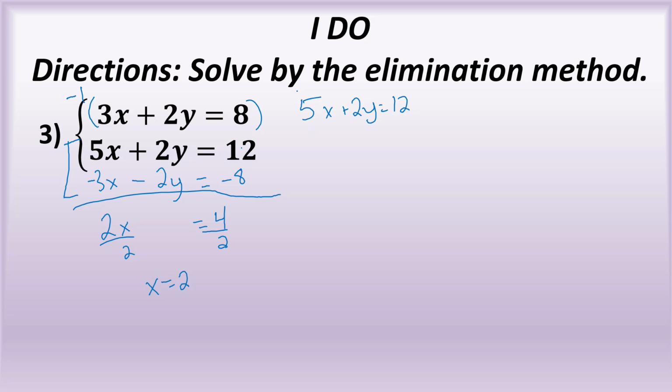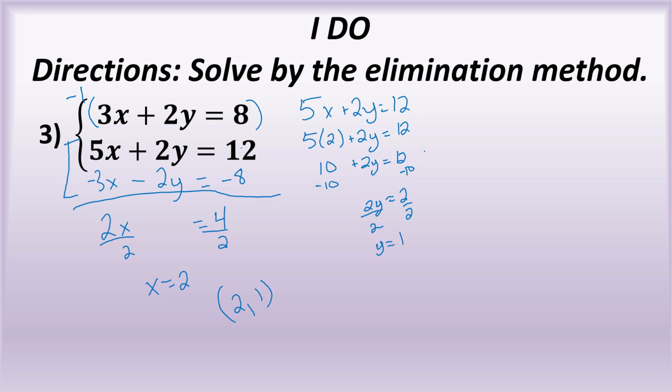We're going to plug it into one that we didn't utilize or modify. So 5 times 2 plus 2y is equal to 12. 5 times 2 is 10 plus 2y is equal to 12. Subtract 10 from both sides, and 2y is now equal to 2. Divide by 2, and y is equal to 1. So we have a solution of (2, 1).